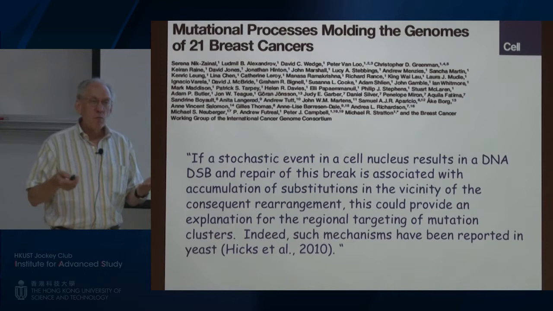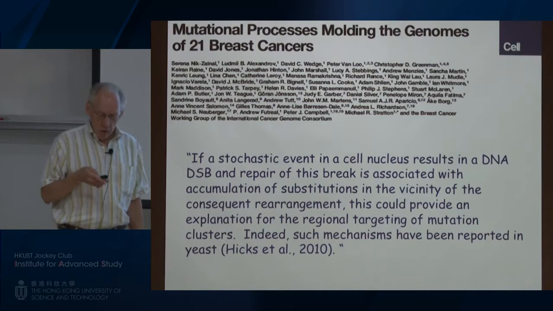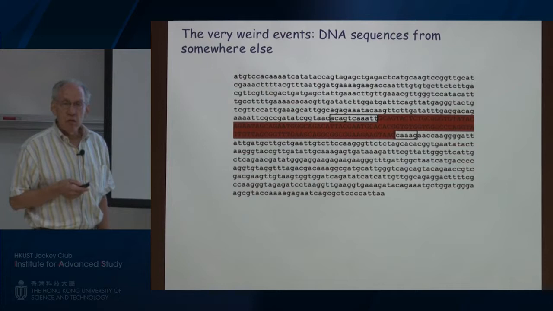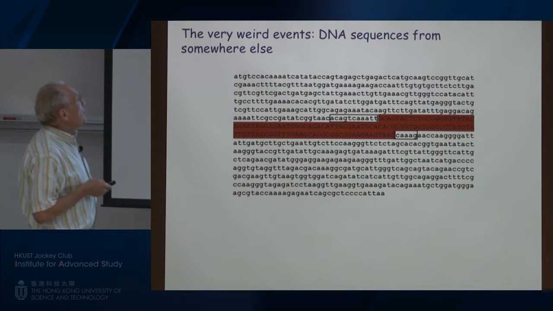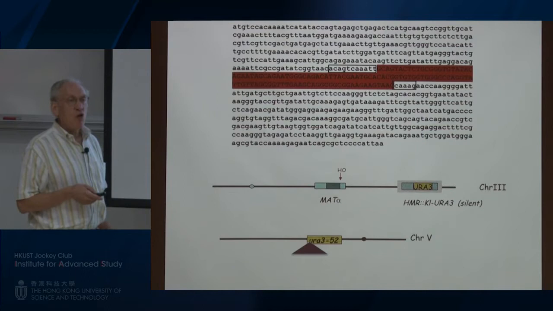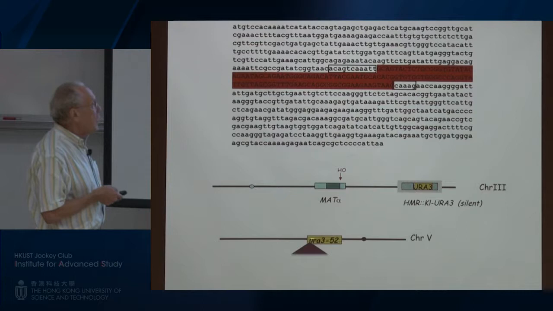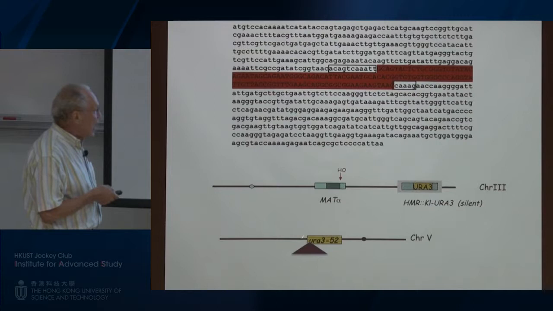I have a few more minutes. Okay, so then finally there were the very weird or totally weird events. And they had DNA sequences that don't come from the URA3 gene. Okay, so that was not expected. And we asked where they came from, and it turns out they actually come from a different location on a completely different chromosome. So this is a copy of the URA3 gene, and I didn't tell you this before, but it comes from a different yeast called Kluyveromyces lactis. This copy is only 71% identical to this copy. Nevertheless, and it's inactive because of a retrotransposon insertion.